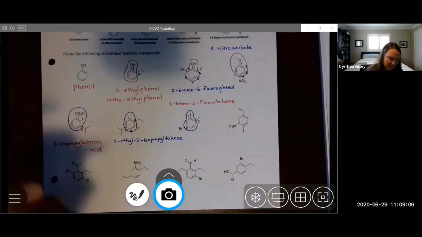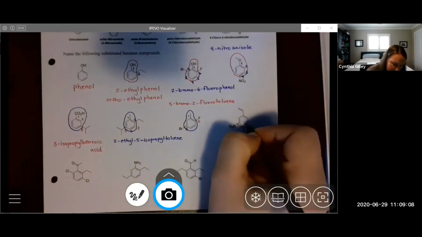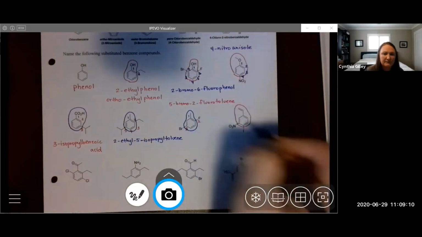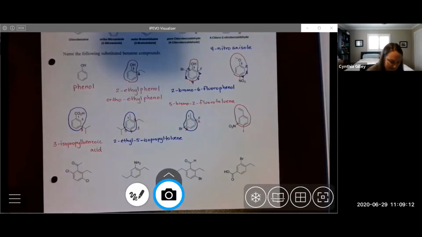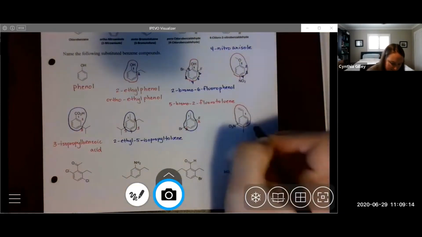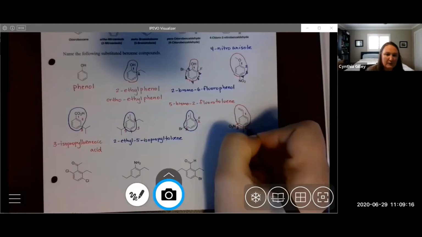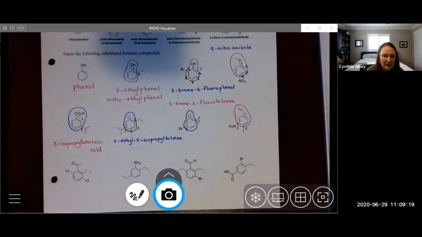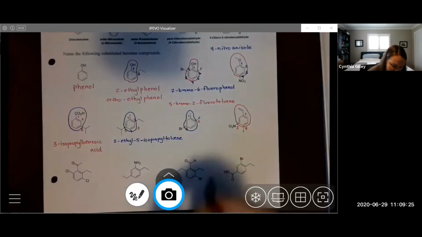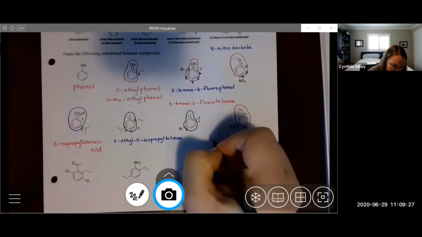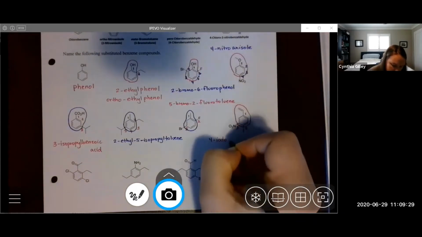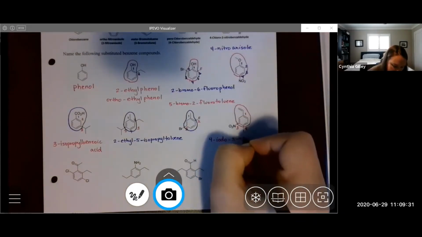Okay, so for this one, our parent is styrene, and that's going to be carbon number 1. So then this becomes 3 and 4, the lowest numbers possible. We have N for nitro and I for iodo. Iodo comes first. 4 iodo, 3 nitro.